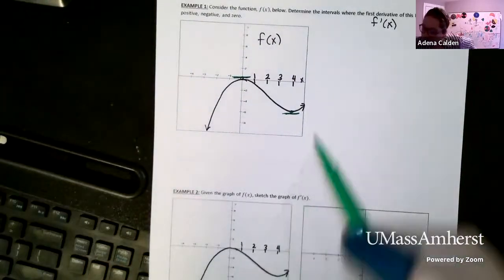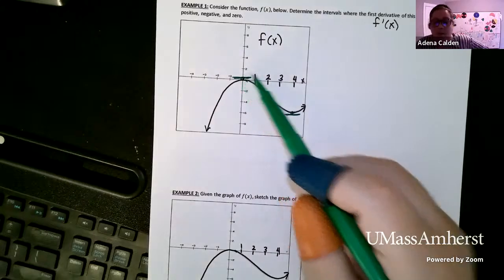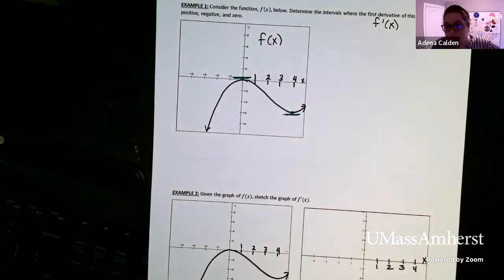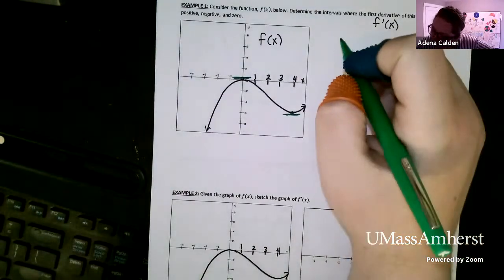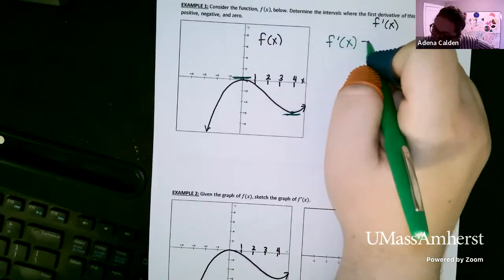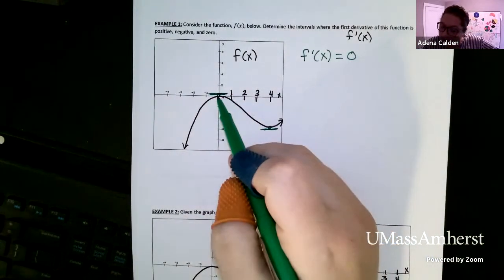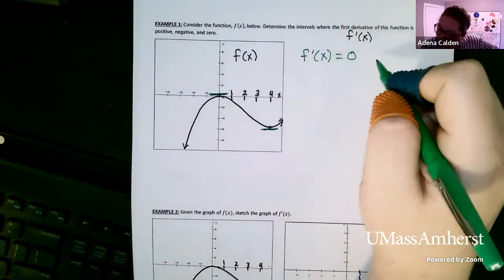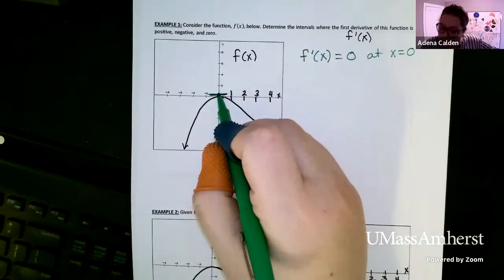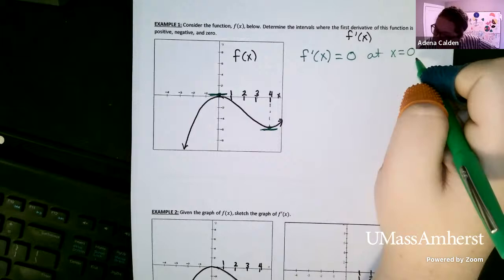So it's not a coincidence that this is at the top of a hill and the bottom of a cup, because these are the places where I'm changing from increasing to decreasing or decreasing to increasing. And so what does this tell me? So this tells me that the first derivative will be 0 at, and now I'm going to take the x values, so at x equals 0 and at x equals 4.